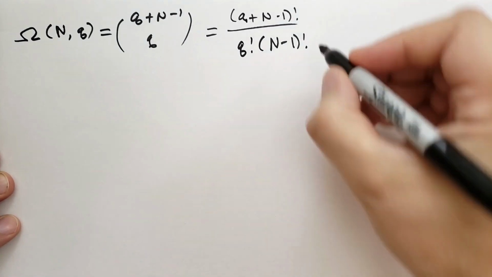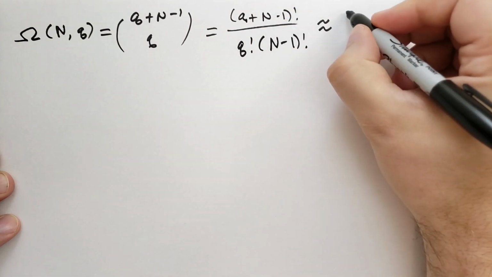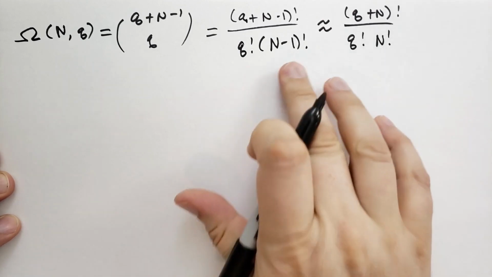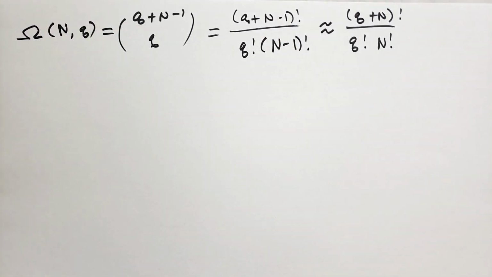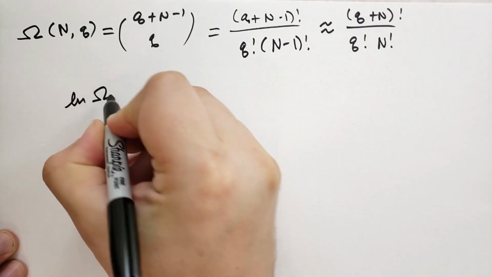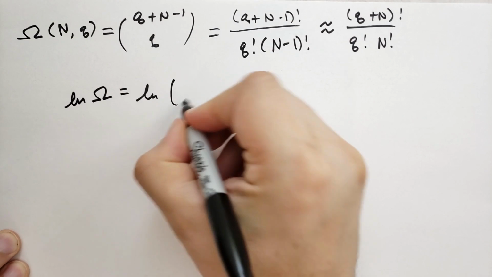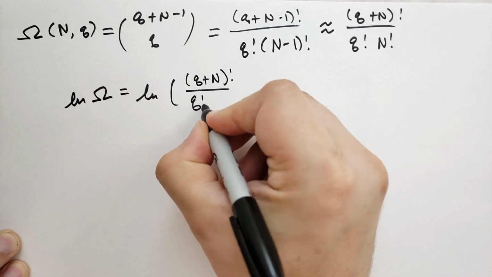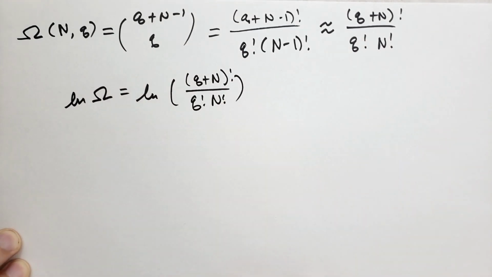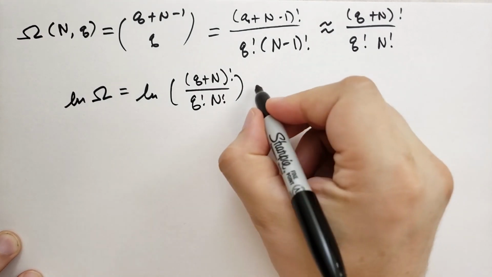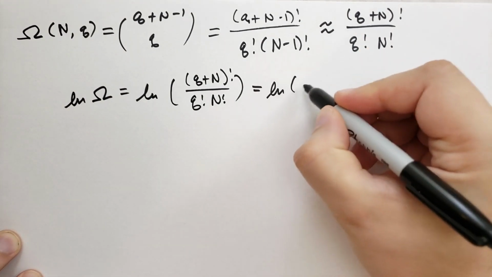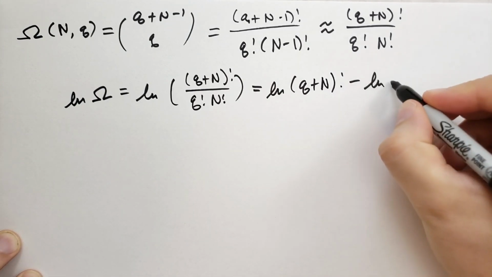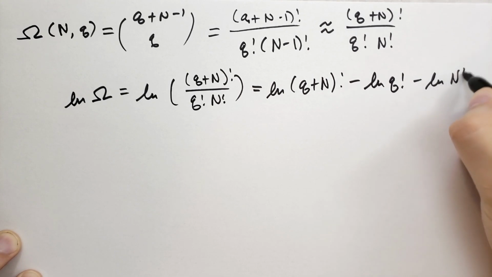And we can approximate this by removing that nasty 1 there. So we get (q plus n) factorial all over q factorial n factorial. So we're just removing one of these terms, right? Let's take the log of omega, which is the log of (q plus n) factorial over q factorial n factorial, using the approximation here. Then we would see that that is equal to the log of (q plus n) factorial minus the log of q factorial and minus the log of n factorial, okay?